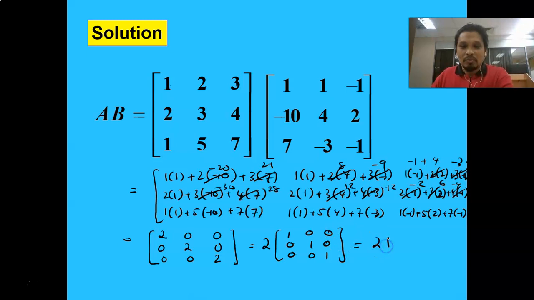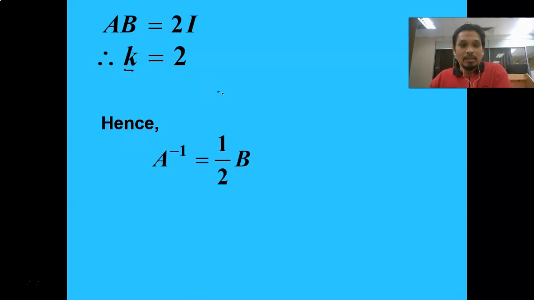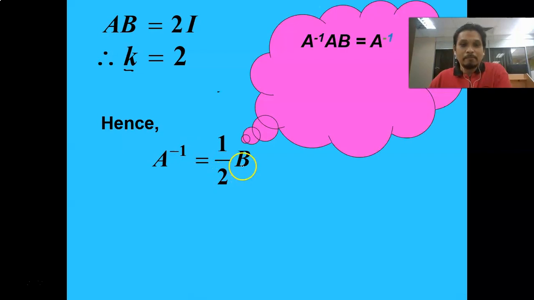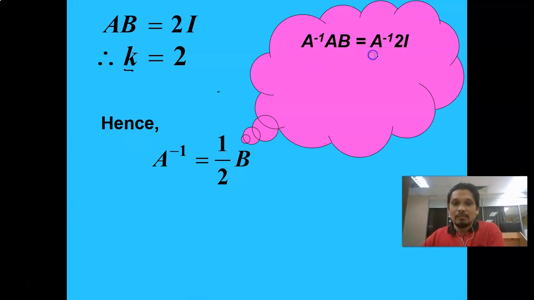is now become 2I. Okay, so the constant of alpha in the previous slide is represented by 2 here. So AB equal to this one here. Okay, so the constant of K equal to 2. Then, so A inverse equal to 1 over 2 times matrix of B. Okay, so this is the step to explain it. Okay, A inverse multiplied with AB equal to this one here.